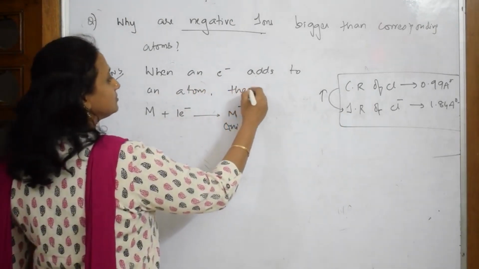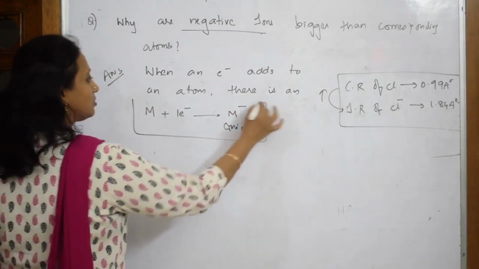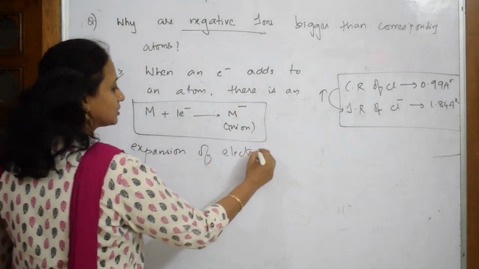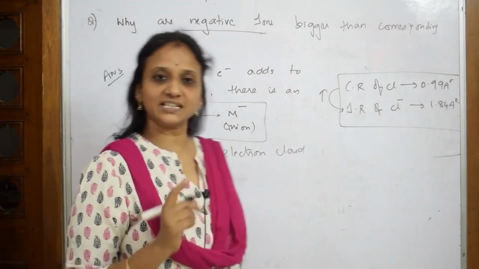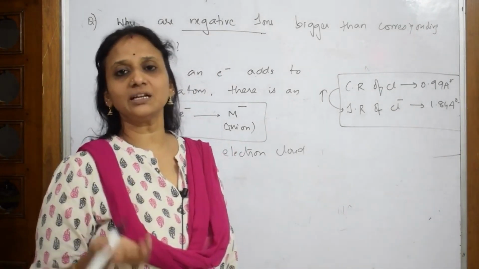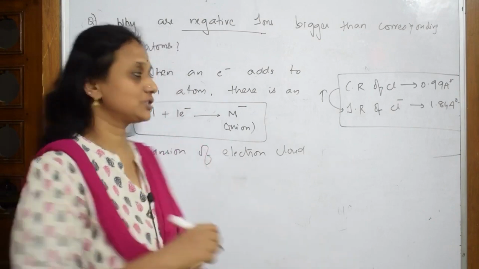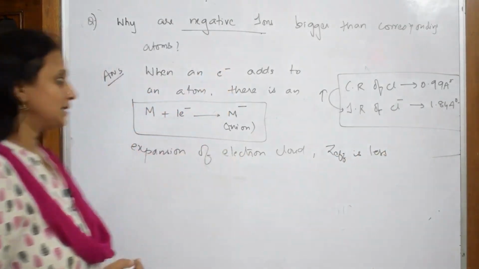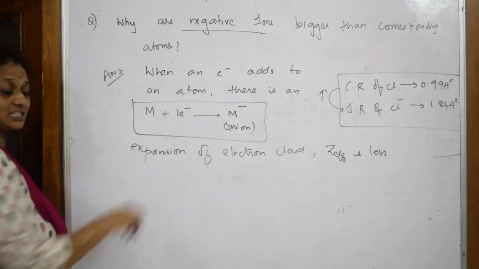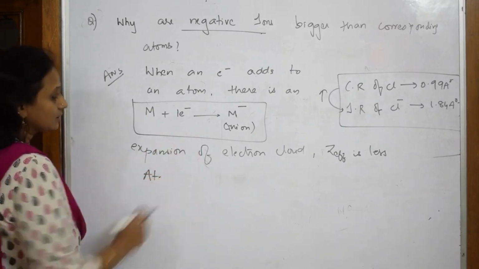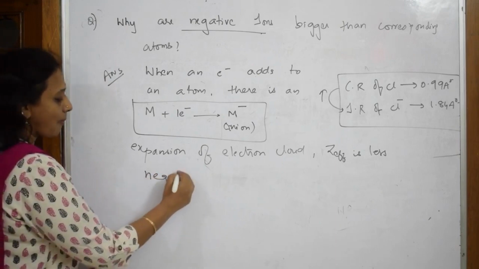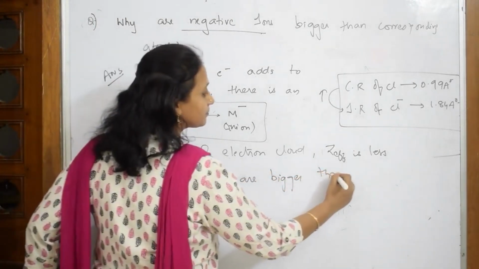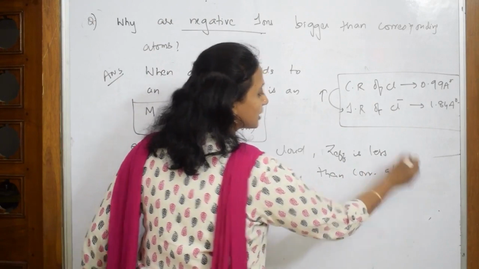Let us write that. There is an expansion of electron cloud. When there is an expansion of electron cloud, will Z effective decrease or increase? Z effective will automatically decrease because the number of electrons is more than the number of protons. So Z effective is less, and the effective nuclear charge is less. Negative ions are bigger than the corresponding atom. This is a simpler way to write.